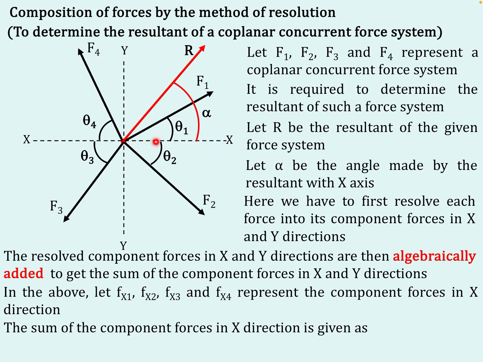A few x components are acting to the right and a few x components act to the left, but we have to add them algebraically. That means we have to follow a sign convention. Any horizontal force acting to the right will be assigned a positive value. Any horizontal force acting to the left will be assigned a negative value. So we can add them algebraically to get this one. This is nothing but sigma Fx, Fx1 plus Fx2 plus Fx3.